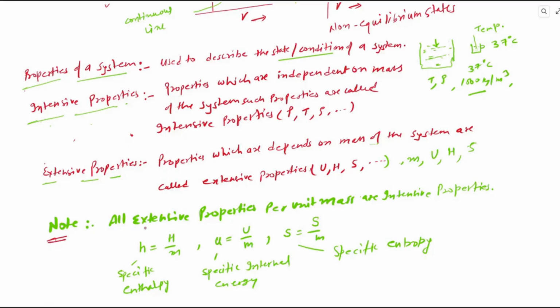Here one note is there: all extensive properties per unit mass are intensive properties, such as specific enthalpy, right, specific internal energy, specific entropy, right. All are intensive properties, right.